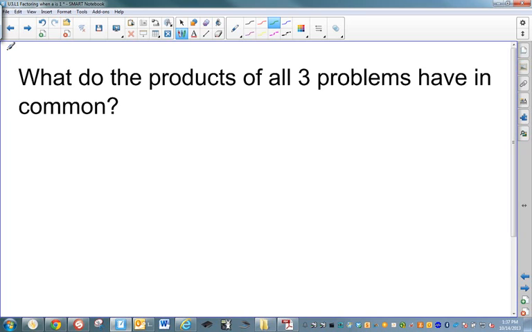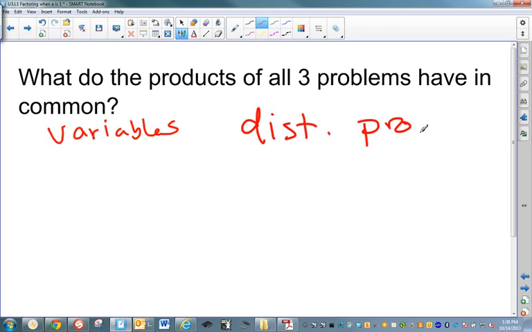And if I can have your attention, please. Allison, what's one thing that you guys talked about? That they have variables in them? All right. Alan, what's something you guys talked about? They all use the distributive property. Very good. Which I'm going to abbreviate a little later. All right. What else do they have in common?